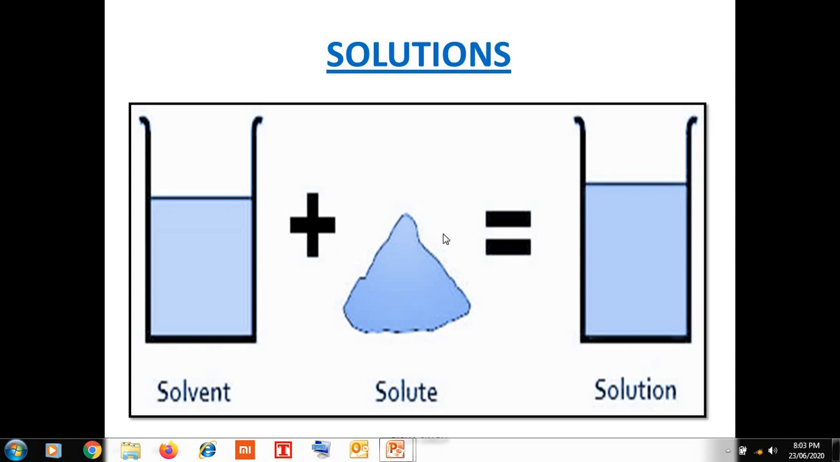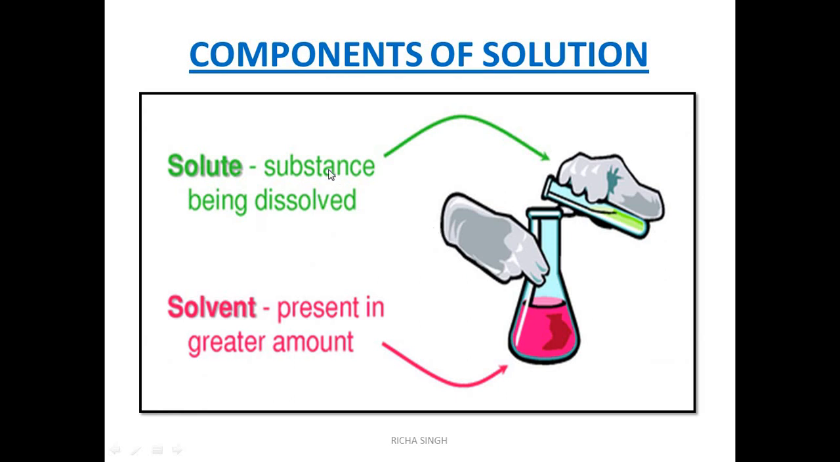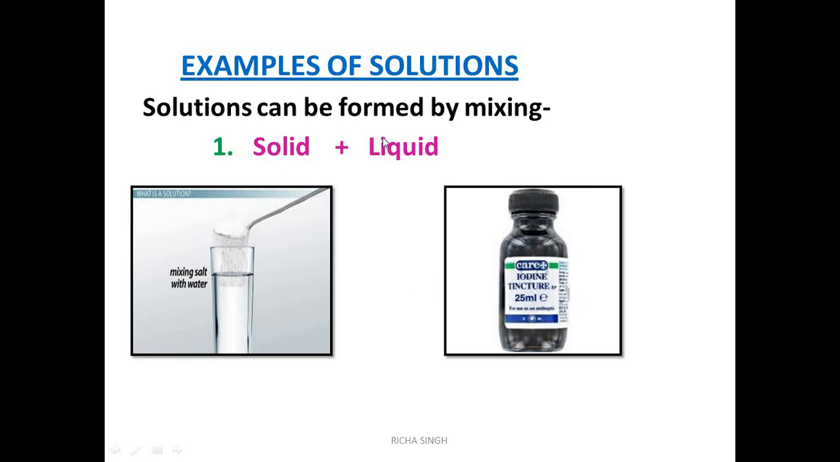So let's start with the components of a solution. The substance that is getting dissolved and is in lesser quantity is known as solute, and the substance that is present in greater amount and in which the solute dissolves is called solvent. Now we will discuss different examples of solution.